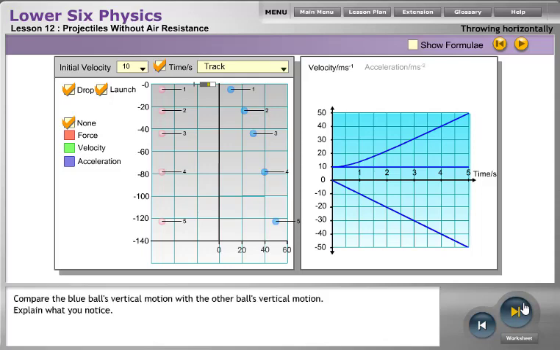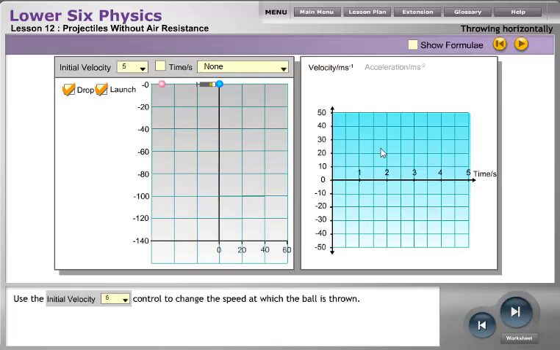Compare the blue ball's vertical motion with the other ball's vertical motion. Explain what you notice. Answer: the blue ball accelerates downwards at the same rate as the other ball. Both their vertical acceleration is caused by gravity.